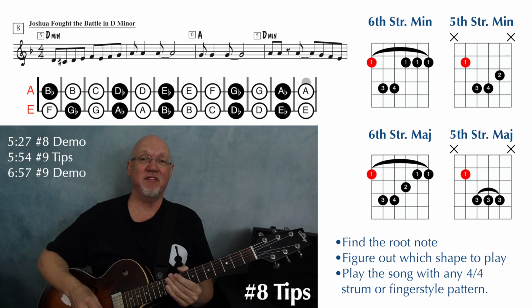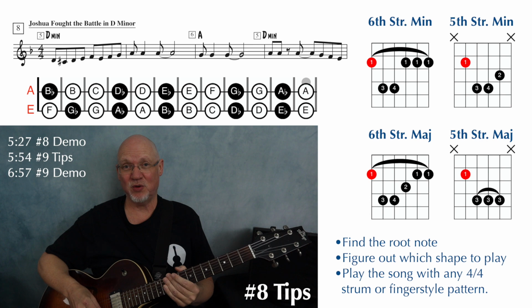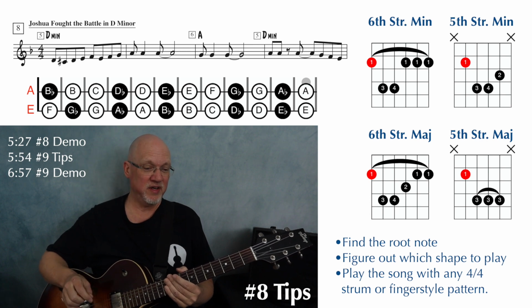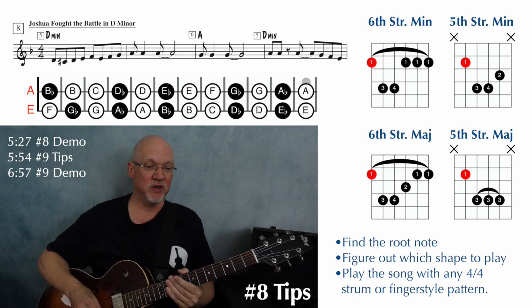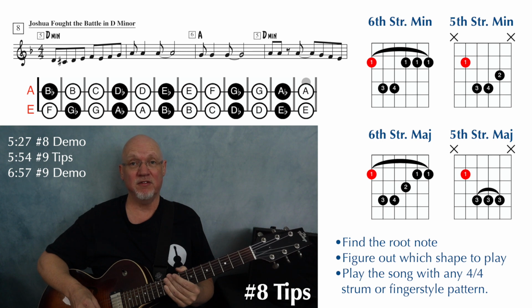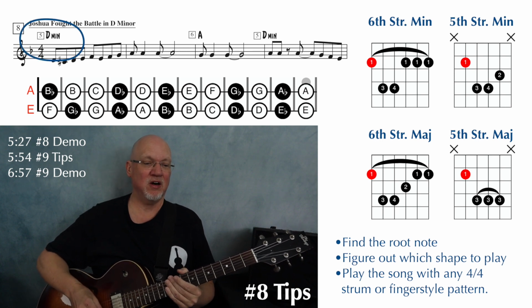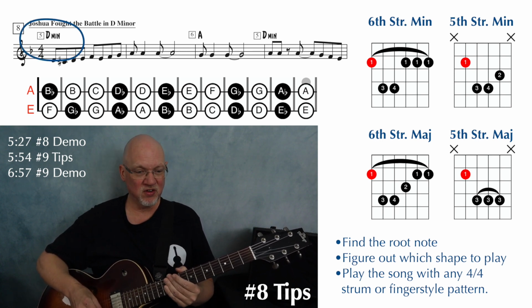At the bottom of page 11, we have 2 versions of Joshua Fought the Battle of Jericho. One in D minor and one in B flat minor. We're going to look at number 8, the D minor, first. And for this one, we're going to play our D minor chords on the 5th string and our A major chords on the 6th string.